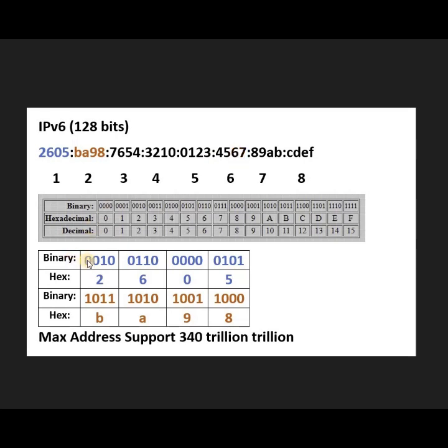So as you can see, the binary equivalent of hexadecimal 2 is that, which matches that. And then the 6, which is the second digit, is actually the 6 here. And then the 0, and then the 5. The next 4 characters work the same way. It's just another 2 bytes, actually. So the B lines up with the B, and the A lines up with the A, and it's really what they call nibbles. So it's really half a byte, and that's the way it works. The max address support for that is 340 trillion.